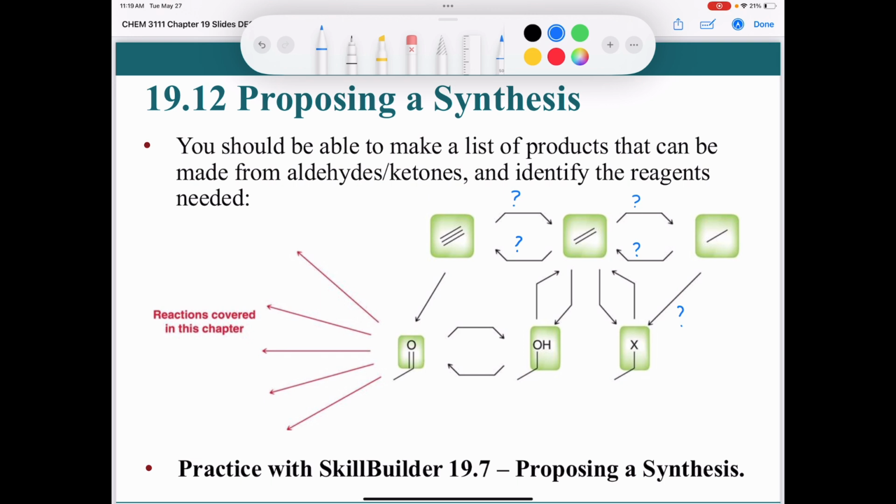And we learned how to take an alcohol and oxidize it to an aldehyde or ketone. We also know how to make aldehydes and ketones from triple bonds via hydroboration oxidation or by hydration. And once you have an aldehyde or ketone, right, then we get into all the chapter 19 reactions that we covered in here. So a lot of new chemistry in this chapter.